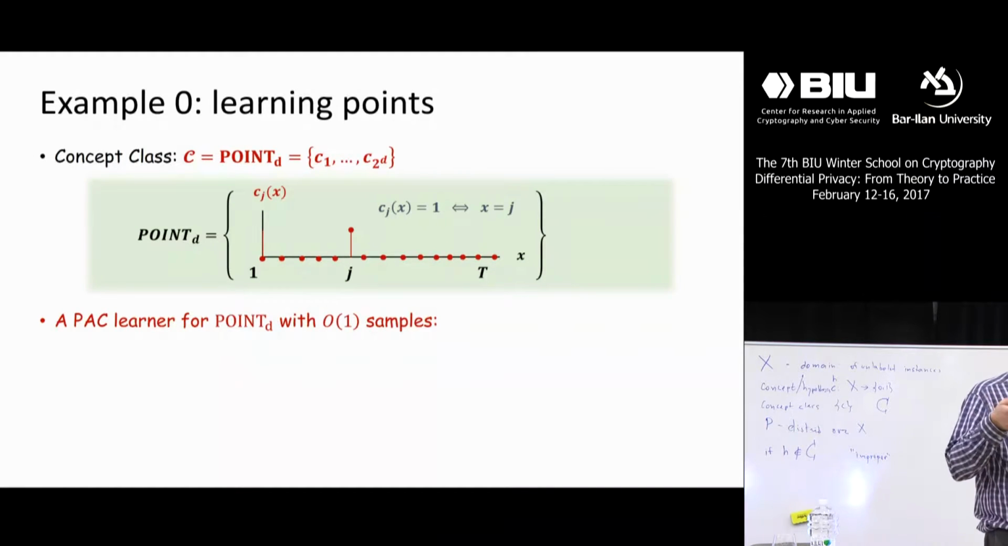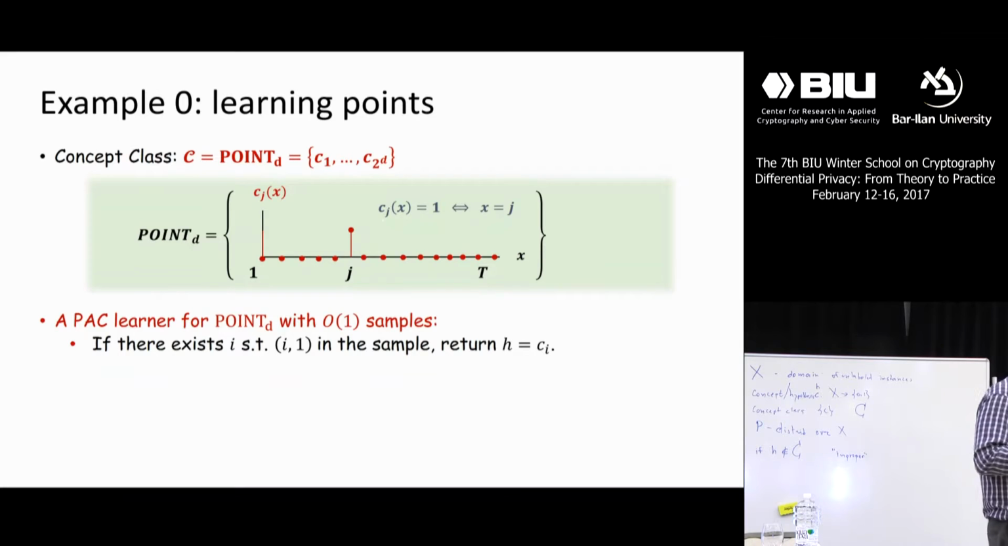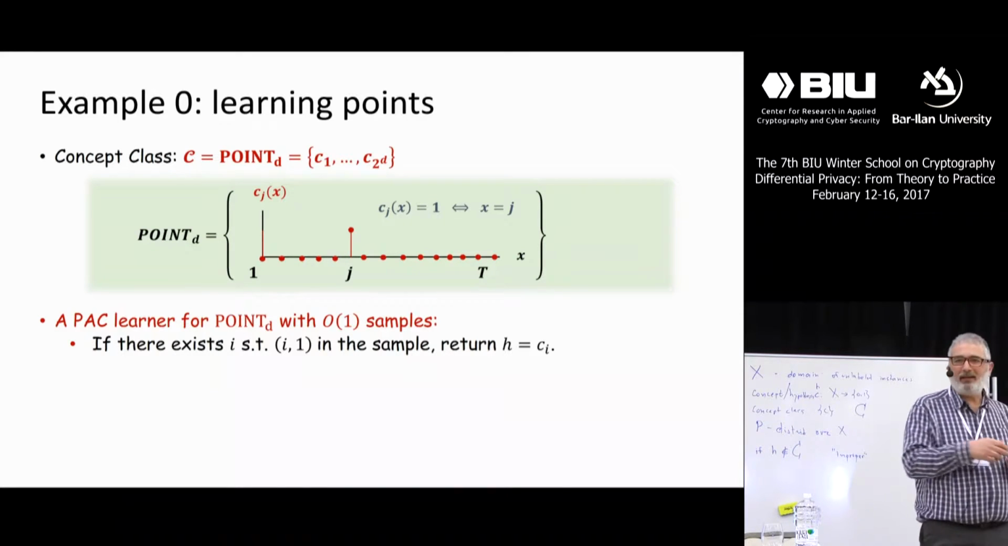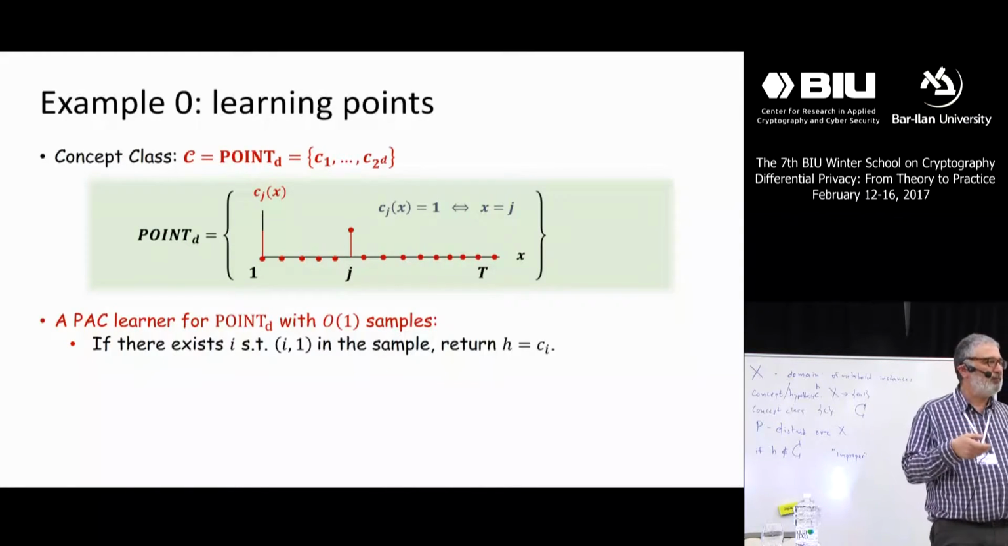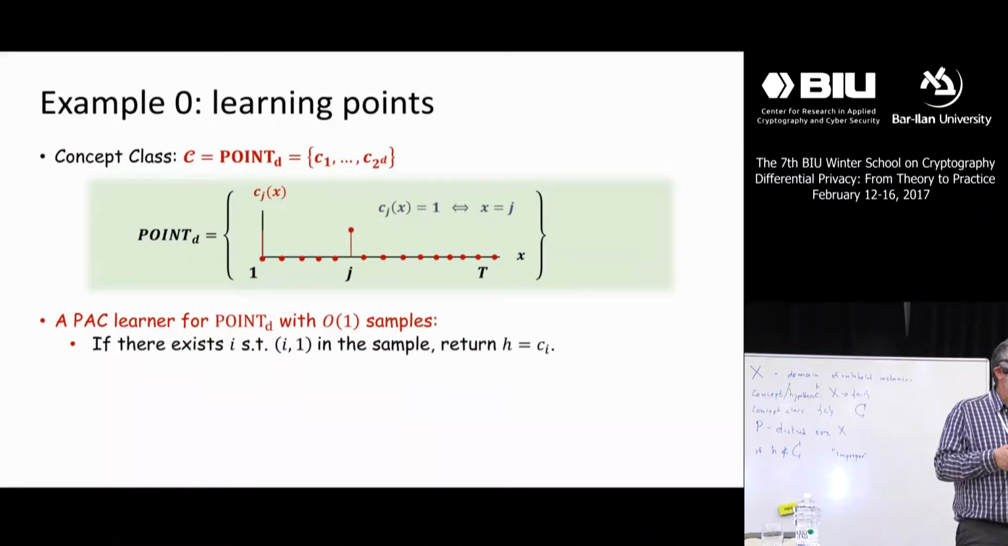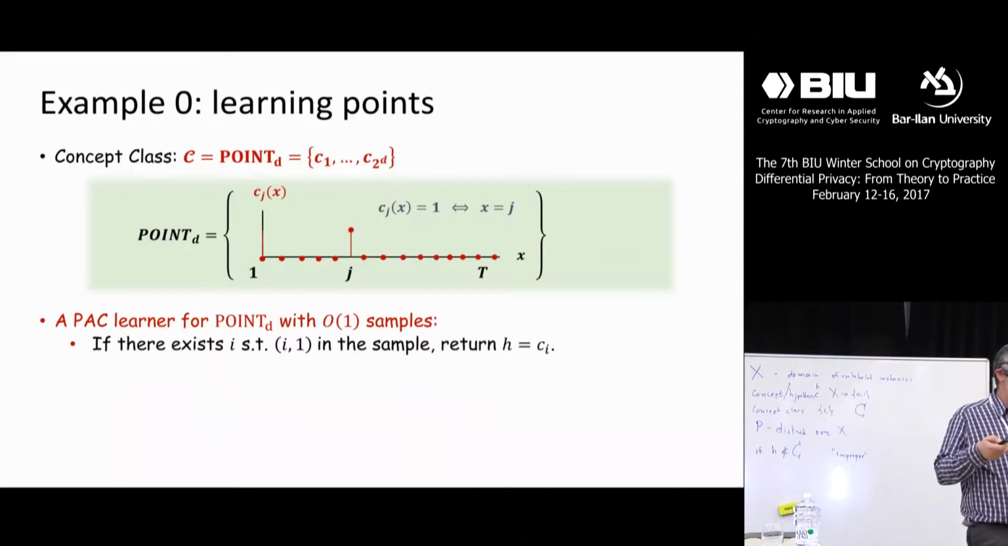Because maybe we haven't seen enough samples. Maybe there is weight more than alpha on a sample labeled 1, but we didn't take enough samples, so we didn't see one, and we mistakenly thought that these are really rare. So in order to make sure we don't make a mistake, we need to take enough samples, and roughly 1 over alpha samples should suffice, because after 1 over alpha samples, you expect to see at least one that is labeled 1, if the weight of this point is at least alpha.